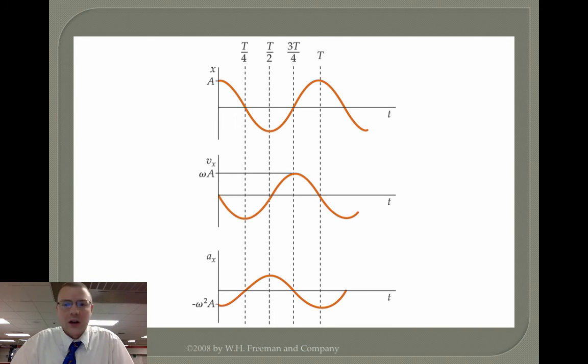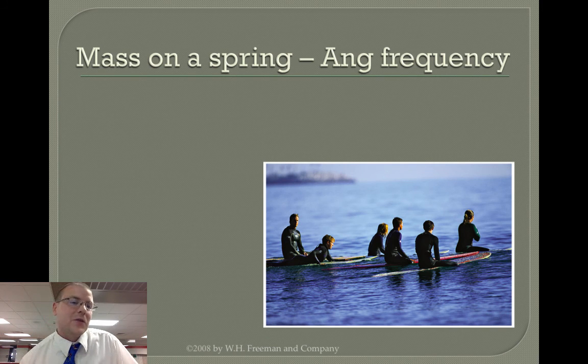And here are your three graphs for simple harmonic motion. The maximum amplitude for our displacement is A, the maximum velocity is omega times A, and the maximum acceleration is omega squared A. Do your units and make sure that those work out to meters, meters per second, and meters per second squared. So the last thing we want to do with this is calculate the angular frequency of a mass on a spring.